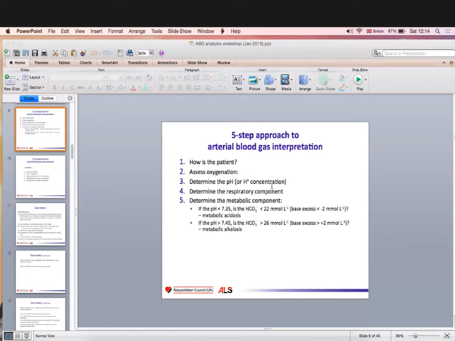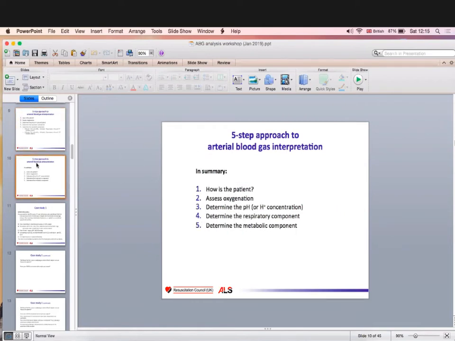But then you look at the metabolic component. If the bicarb is less than 22 with a pH of less than 7.35, it's metabolic acidosis. And if the pH is more than 7.45 with a bicarb of more than 26, it's metabolic alkalosis. Okay. Any questions up to that?